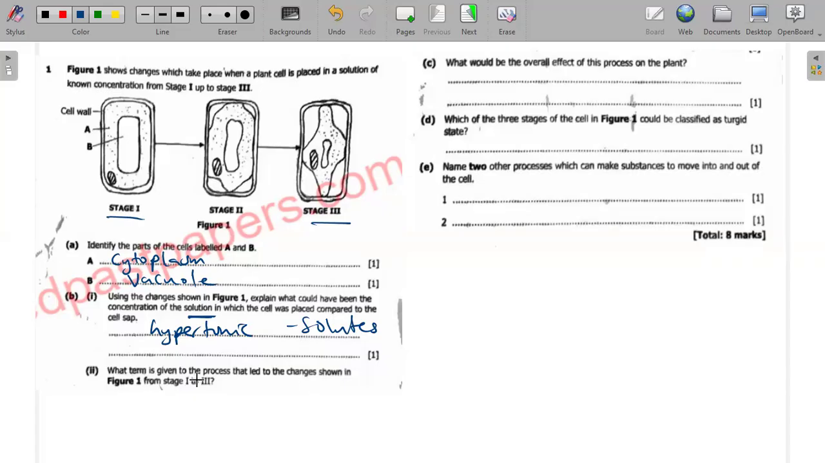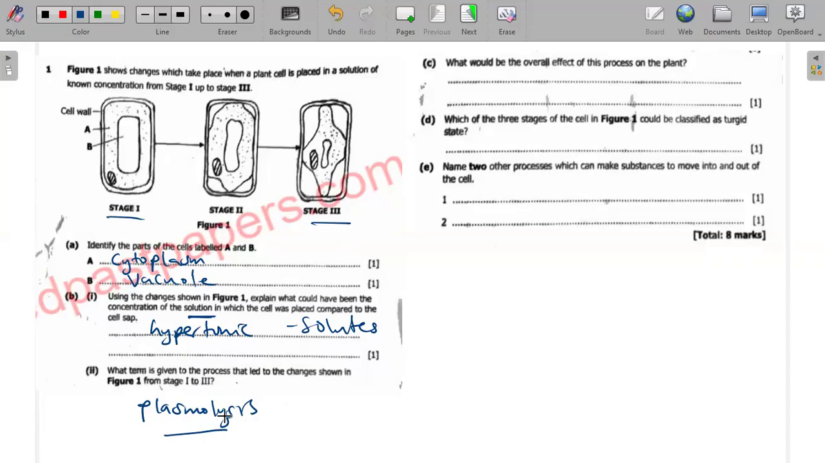Okay, next they're saying what term is given to the process that led to the changes shown in figure 1 from stage 1 to 3. So the term given is plasmolysis. So this is a process in which the cell is placed in a hypertonic solution, which is a highly concentrated solution, which makes the water in the cell come out and leave the cell. So the term for the process which takes place from stage 1 to 3 is plasmolysis.